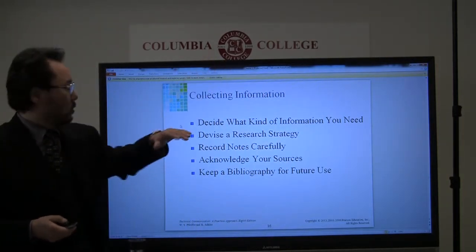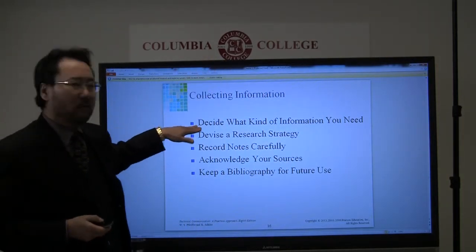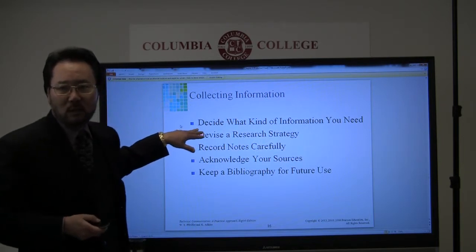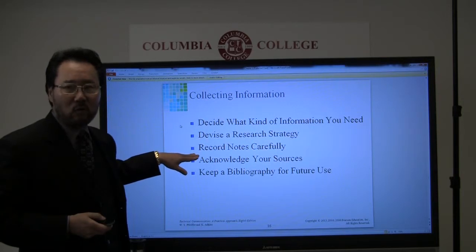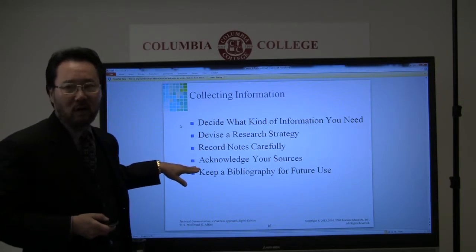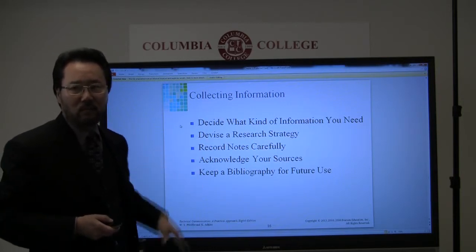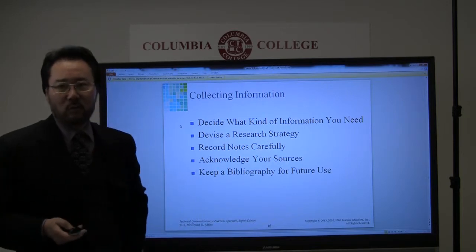So let's go through one more time. Decide what kind of information you need. Devise a research strategy. Record notes carefully. Acknowledge your sources. And keep a bibliography for future use.